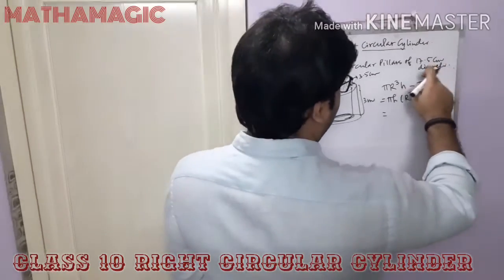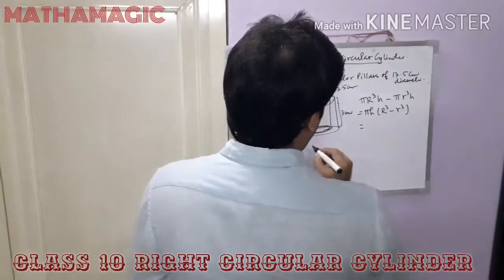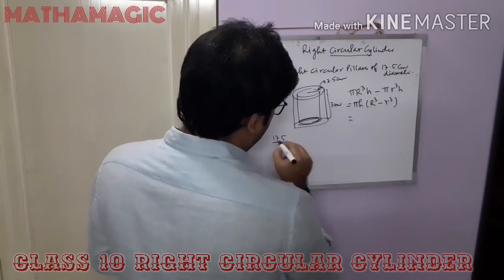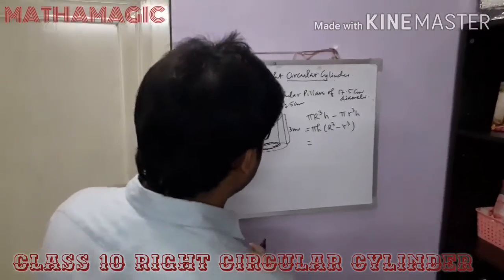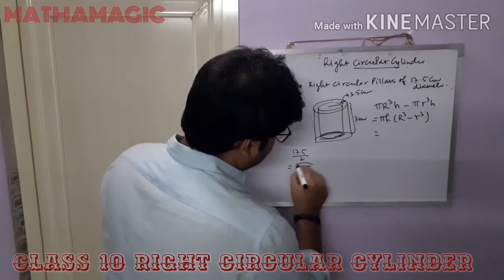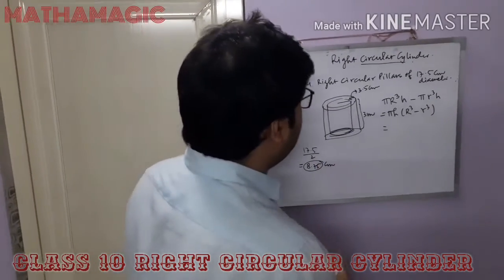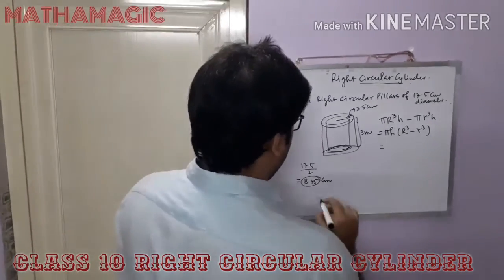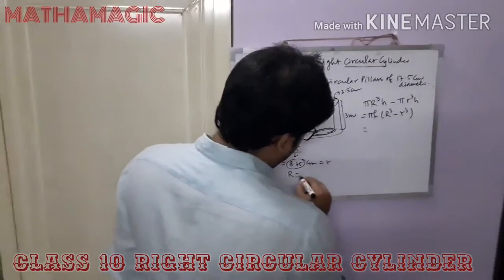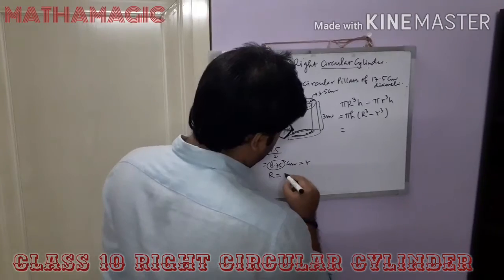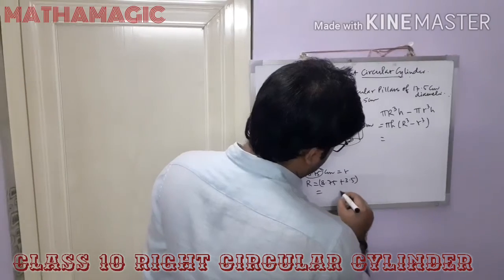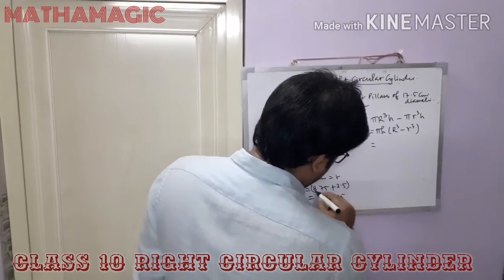It has a diameter of 17.5, so it will be 17.5 divided by 2. That will be the radius of the pillar. So we can easily find 8.75 centimeter, that is the radius of the pillar. Now that is equal to small r, and for finding the capital R, we have to add 3.5 to this. So 8.75 plus 3.5, if we do the calculation, we will get 12.25.